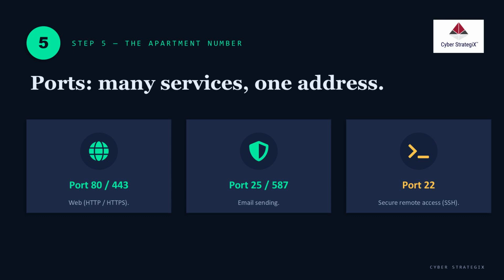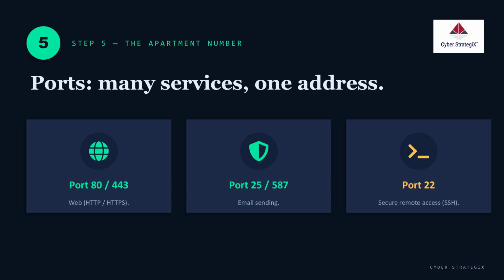One more piece: ports. If an IP address is the building, a port is the apartment number. A single device runs many services at once: web, email, file sharing, and ports let them share one IP without mixing up traffic. Web browsing uses ports 80 and 443. Email uses 25 and 587. Secure remote login uses port 22.